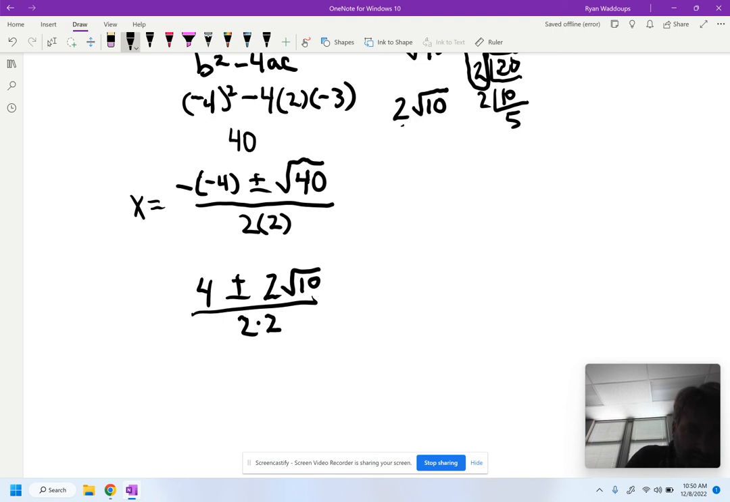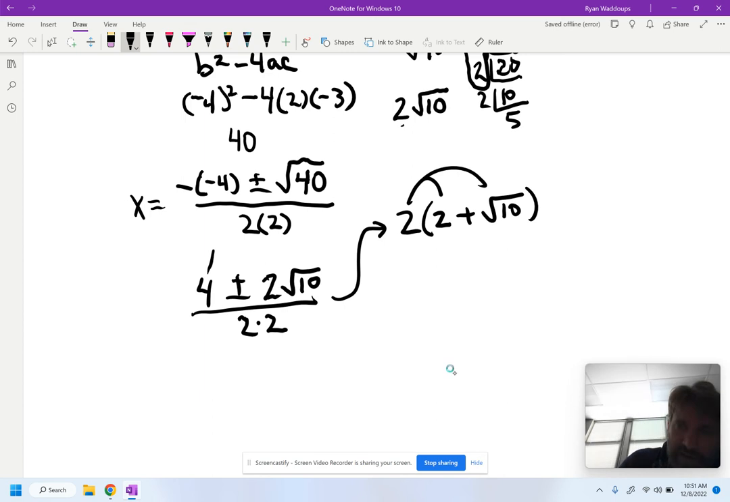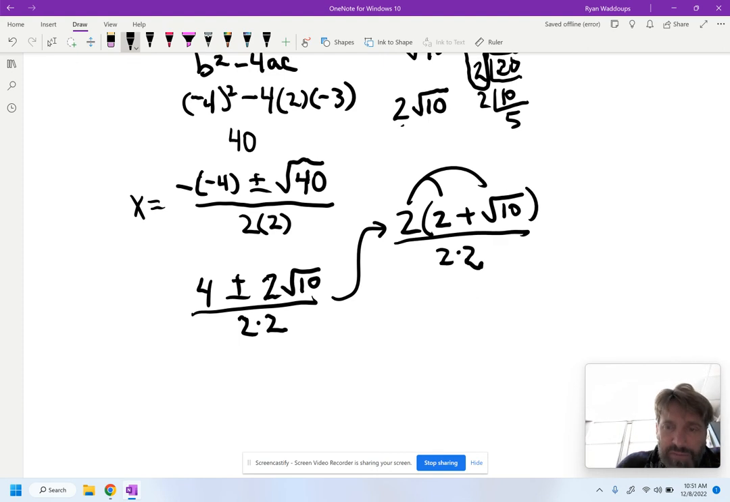And I'm going to leave that as 2 times 2 because in my numerator, 4 and 2 both have a 2 in common. And so I can write this as 2 times 2 plus square root of 10. If I multiply these out, 2 times 2 is 4, and 2 times square root of 10 is 2 square root of 10. And so that's factored, and that's all over 2 times 2. Now, the fact that I have a 2 that I've factored out, I can cancel that with one of these 2's down in the bottom. And so that would be one of my answers.